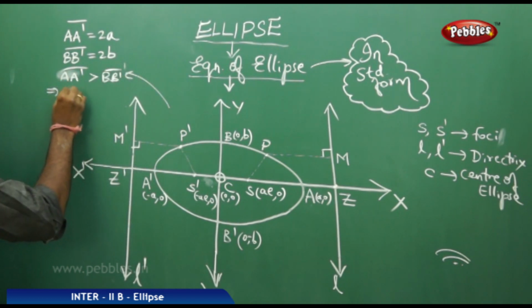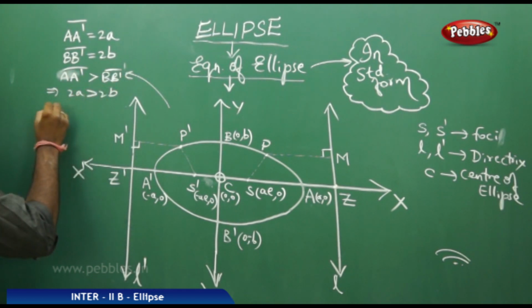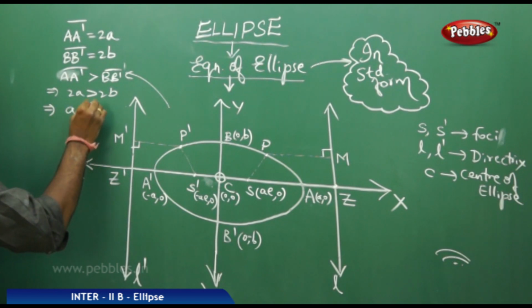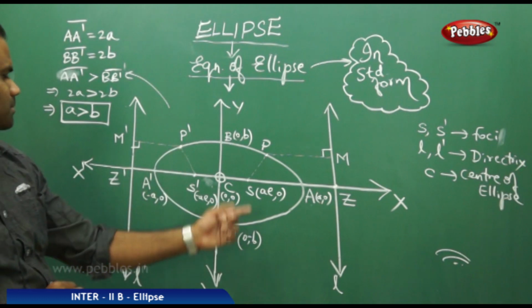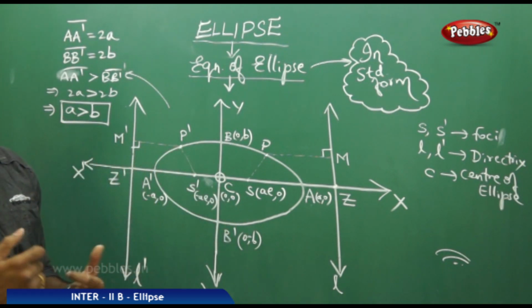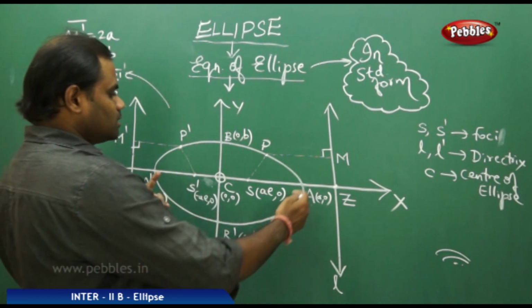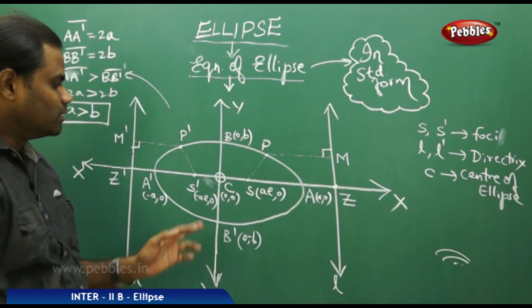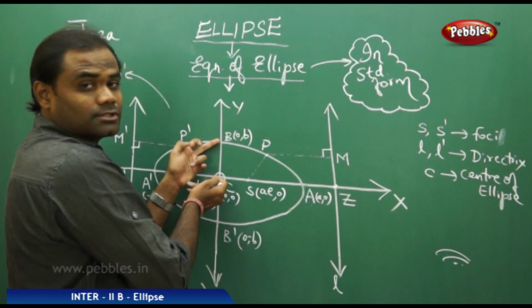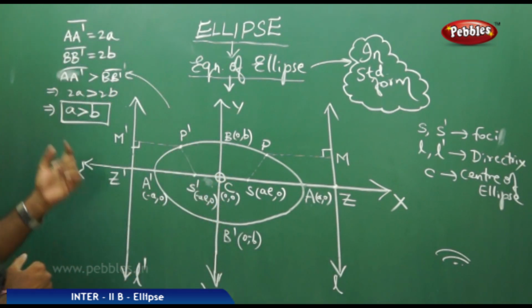That implies 2A is greater than 2B. That implies A must be greater than B. So for this kind of an ellipse, A must be greater than B is how we understand. So A is greater than B, as can be clearly seen in the diagram, where this is larger than this distance out here. So A greater than B for this ellipse.